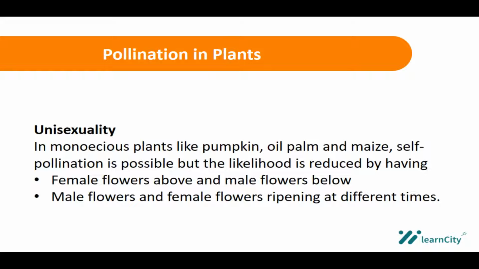So we said in dioecious plants, only cross-pollination can occur. Now in monoecious plants like the pumpkin, oil palm, maize, and so on, self-pollination is possible. So self-pollination can occur in those monoecious plants, but the likelihood of self-pollination occurring is reduced because of the following features. If the female flowers are above and the male flowers are below, the likelihood of self-pollination occurring is reduced.